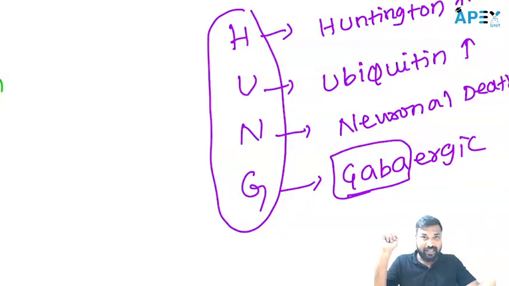CHAT is the trick for Alzheimer's. Parkinson's, in the name itself is PARKIN. Even the mnemonics are easy. HUNG, the name itself is there, Huntington, HUNG. Parkinson's, PARKIN, and Alzheimer's, CHAT.